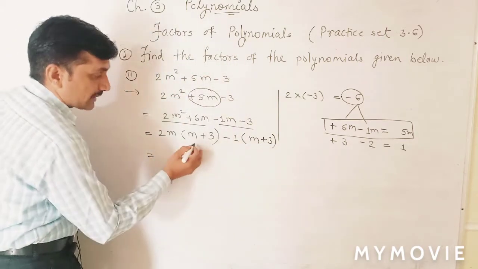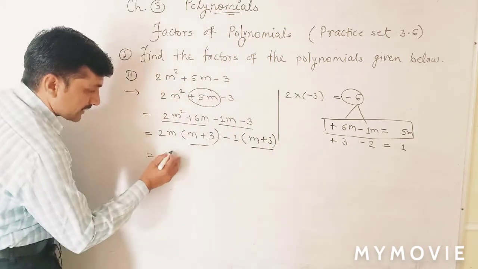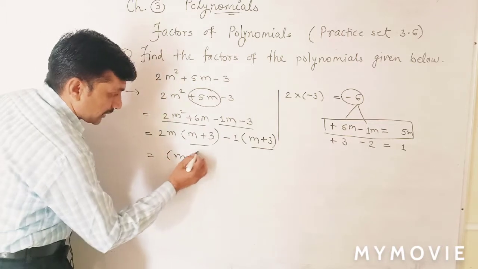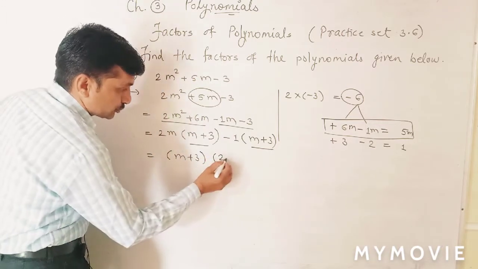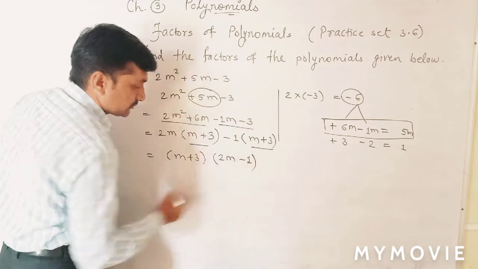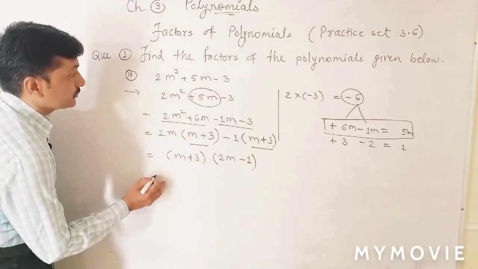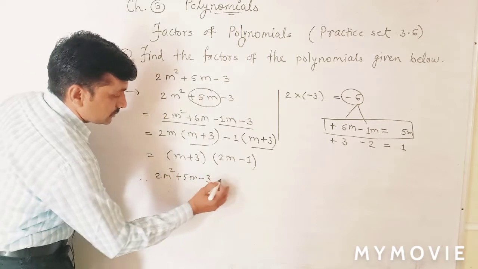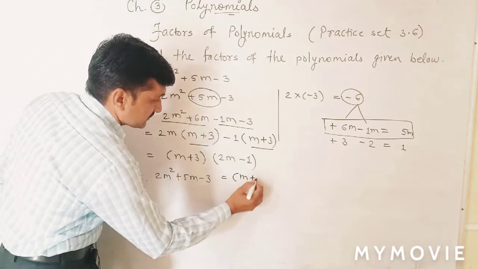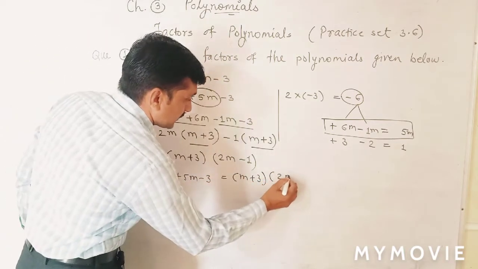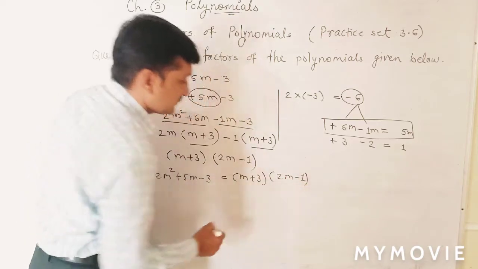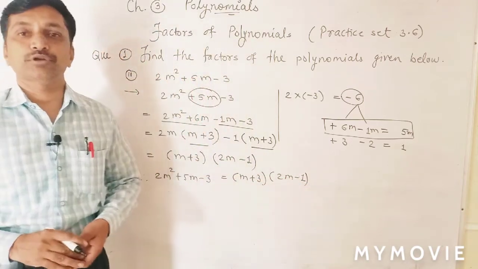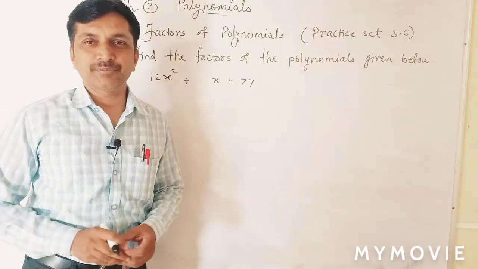Last step, common bracket. This is the common bracket. M plus 3 and uncommon second, 2m minus 1. These are factors. Therefore, 2m square plus 5m minus 3 is equal to m plus 3 times 2m minus 1. These are factors of this polynomial. Example number 3.